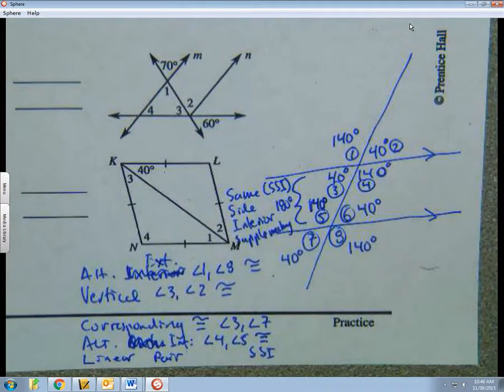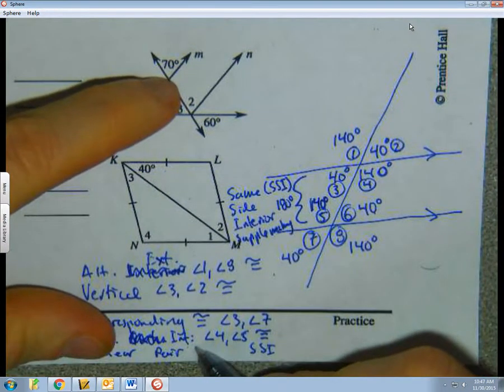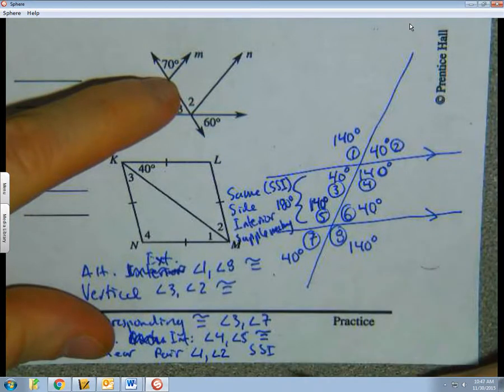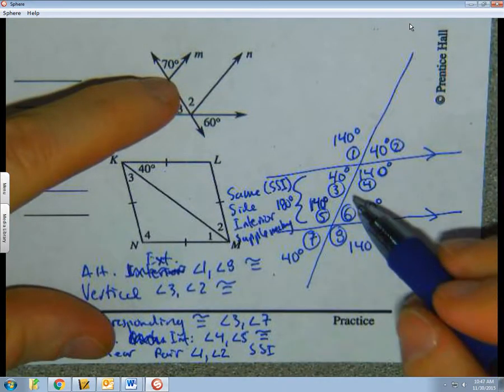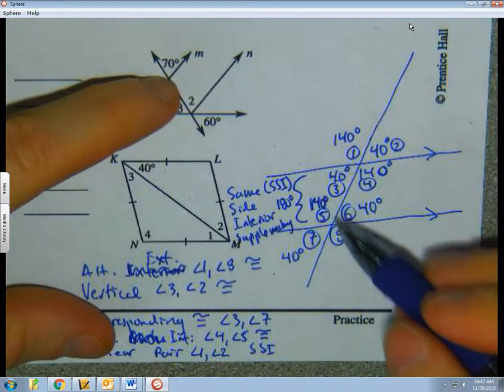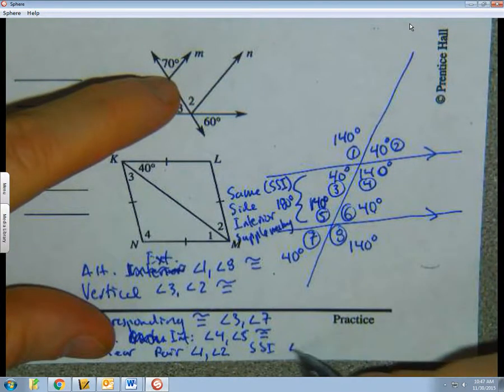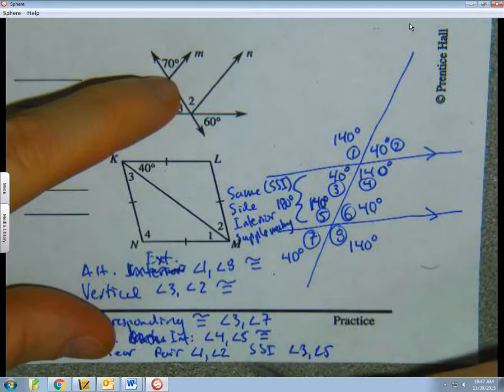Linear pair and same side interior. Linear pair would be like 1 and 2. And same side interior, we already covered, it's like 3 and 5. And both of those are supplementary.